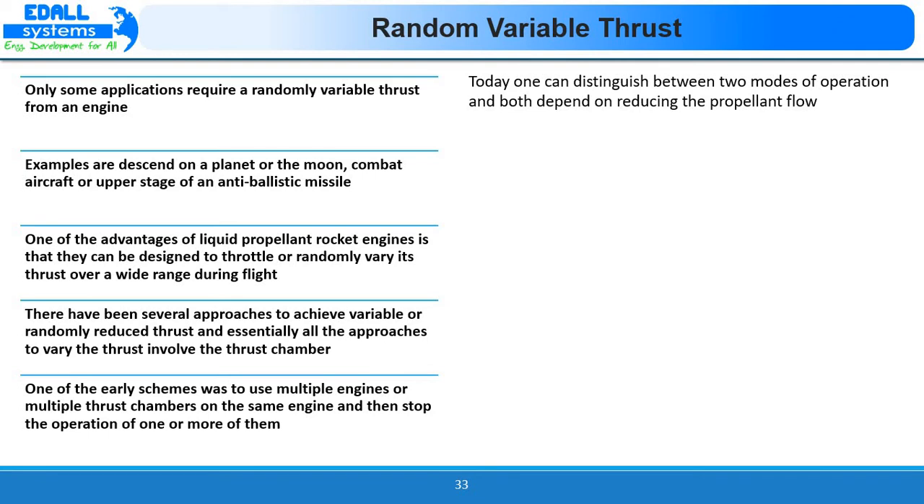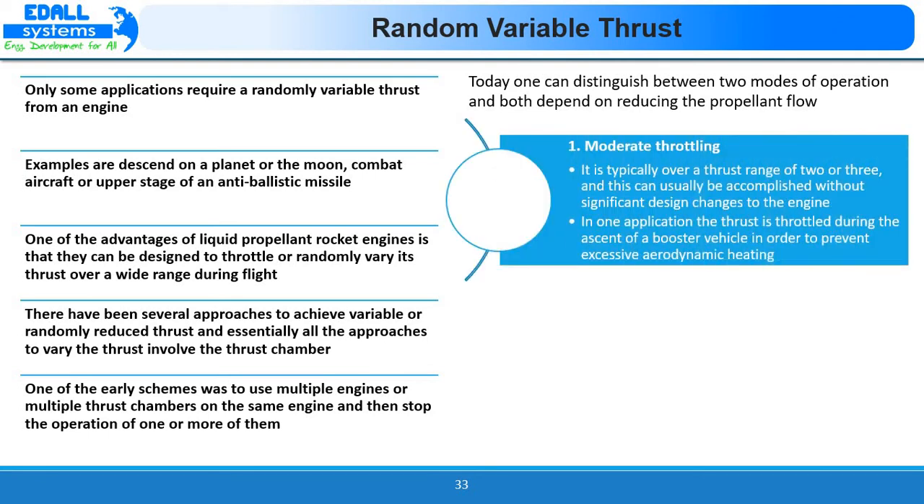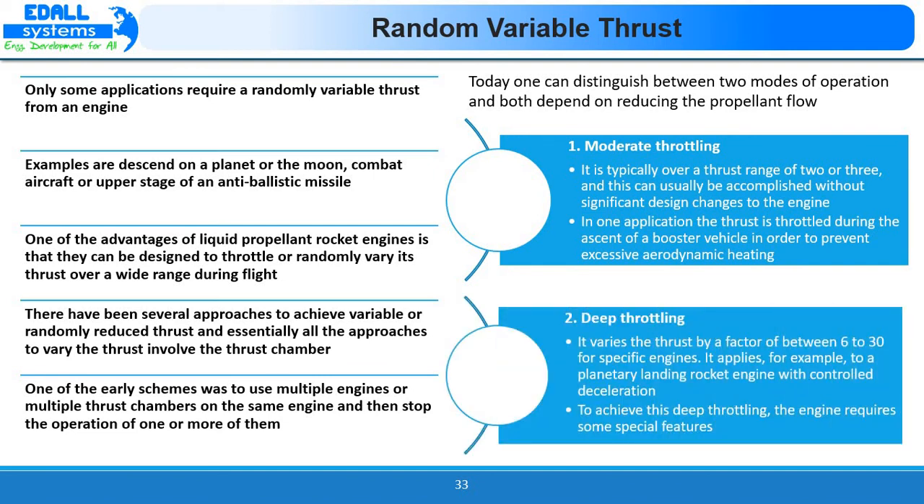Today one can distinguish between two modes of operation, and both depend on reducing the propellant flow. The first one is moderate throttling, and the second one is deep throttling. Moderate throttling is typically over a thrust range of 2 or 3, and this can usually be accomplished without significant changes to the design. In one application, the thrust is throttled during the ascent of the booster vehicle in order to prevent excessive aerodynamic heating, and deep throttling varies the thrust by a factor of between 6 to 30 for specific engines.